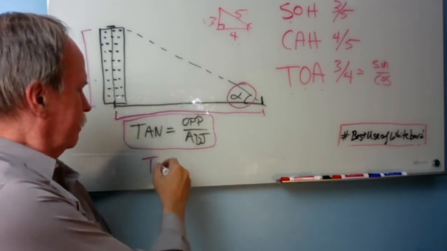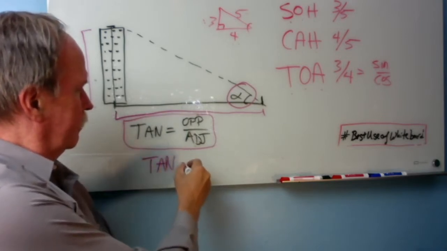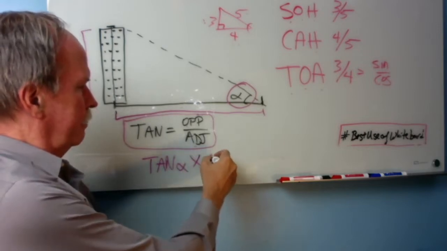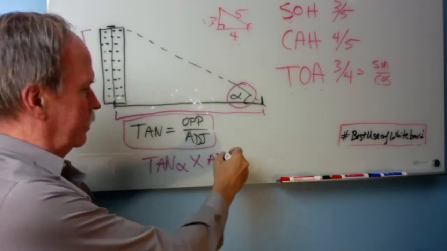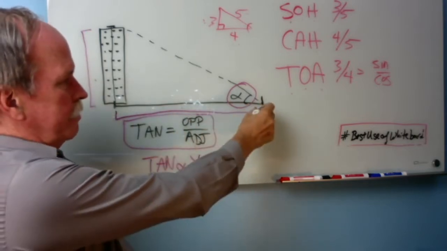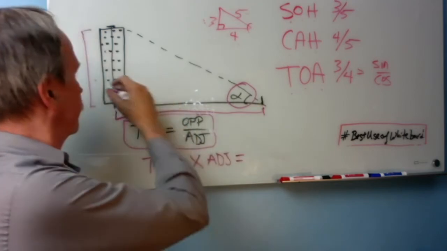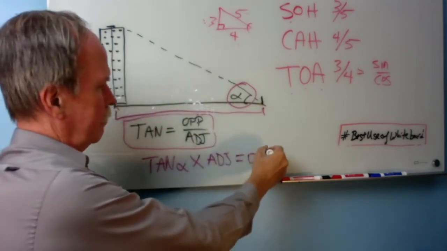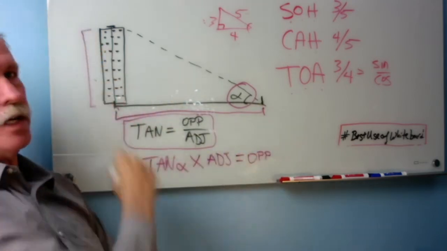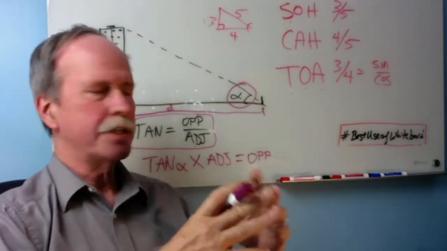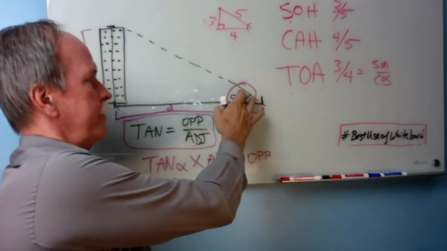So tangent angle alpha times the adjacent, which is the distance from where we measured to the center of the building, equals opposite, which is the height of the building. Pretty simple to do. Now, to give a practical example of this, say angle alpha is 45 degrees.